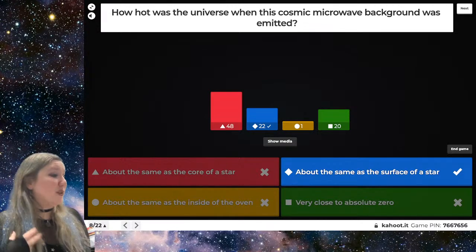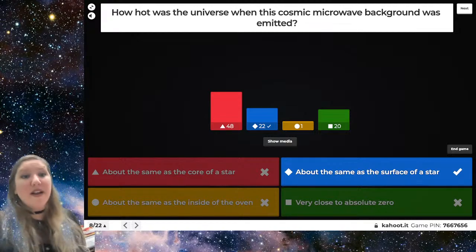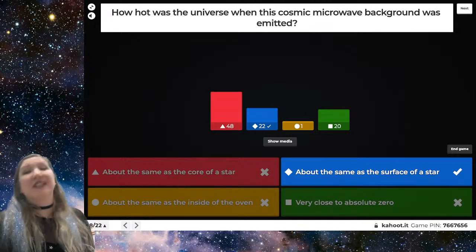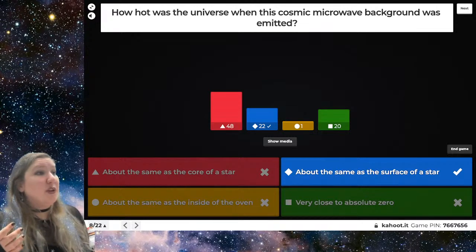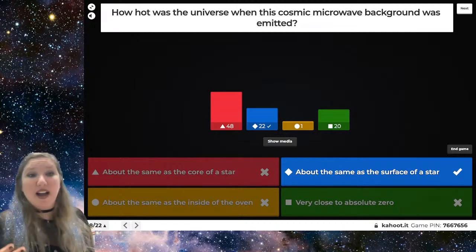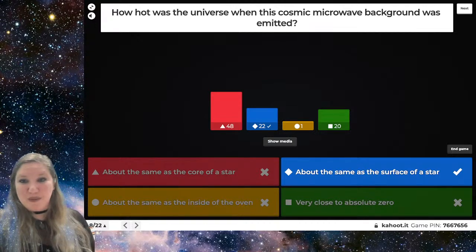And the correct answer is actually about the same as the surface of a star. So many of you answered about the same as the core of a star, which is millions of degrees, whereas the universe was only about a few thousand degrees in temperature when this cosmic microwave background was emitted.